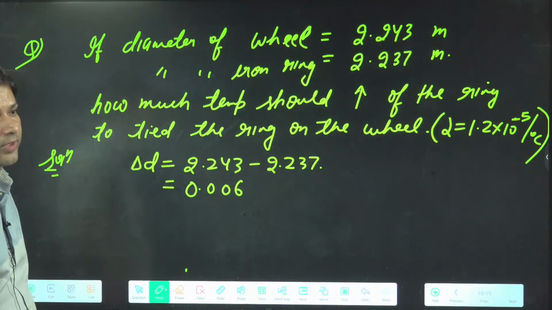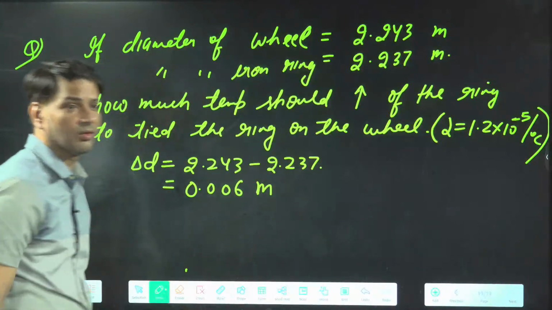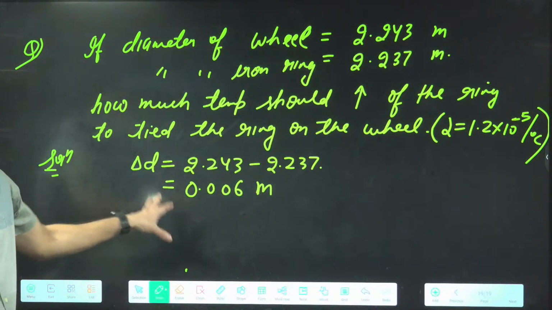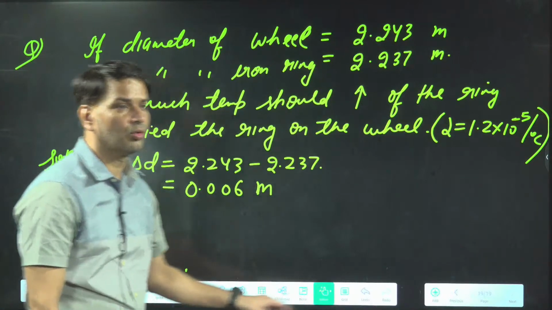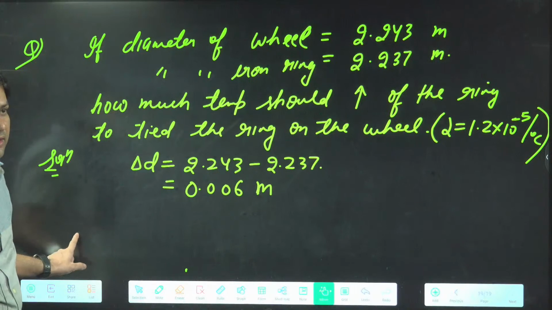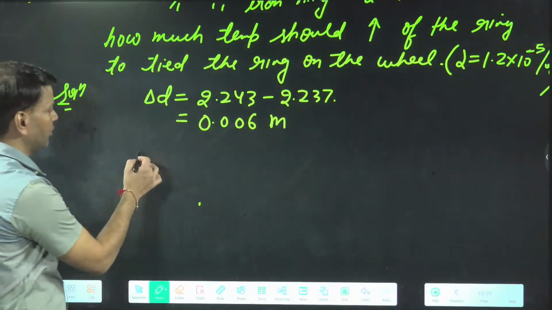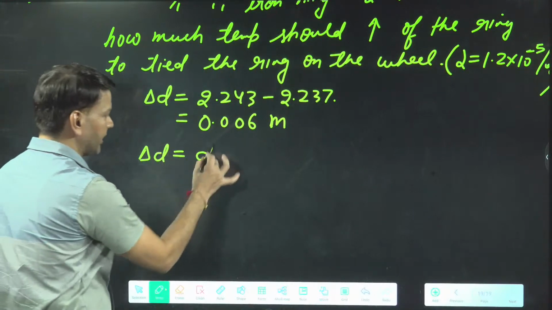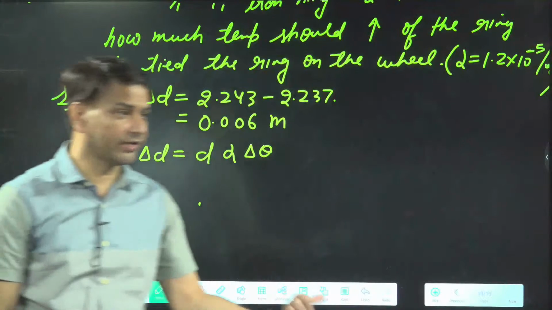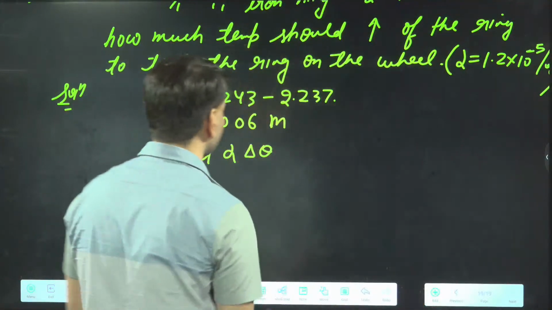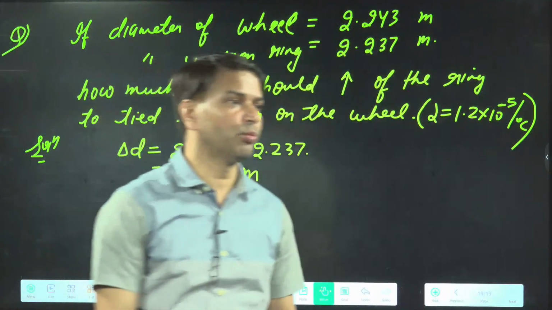How 0.005? 0.006 meter. Okay. So we have to change this diameter by 0.006. Yes or no? Okay. Now the delta D formula we directly know. Delta D is equal to what? D into alpha into delta theta. Now who will say what D value you will put here? You will put 2.243 or 2.237.